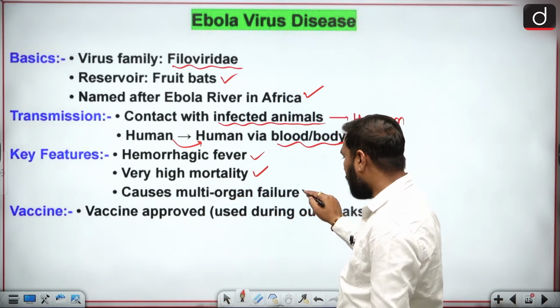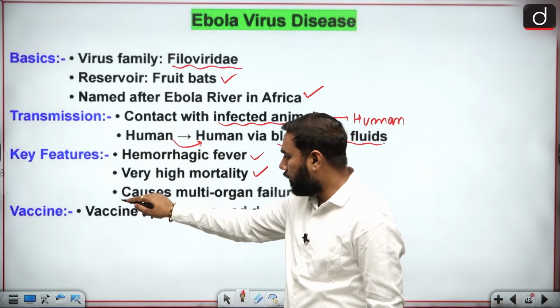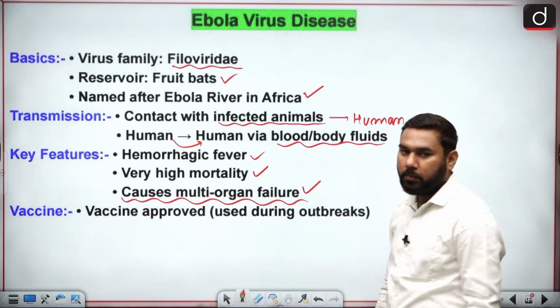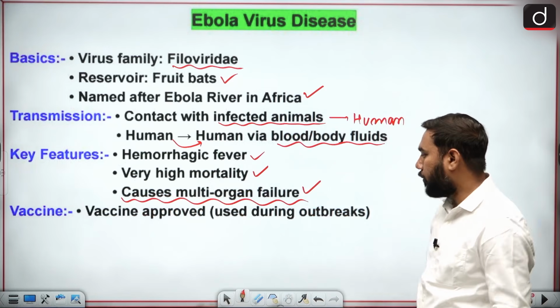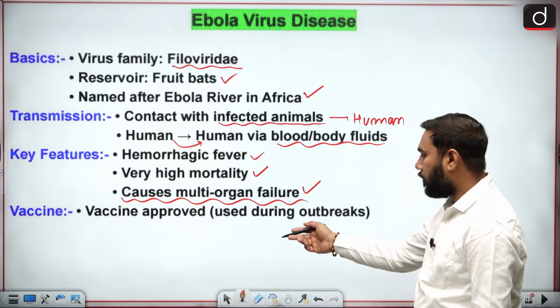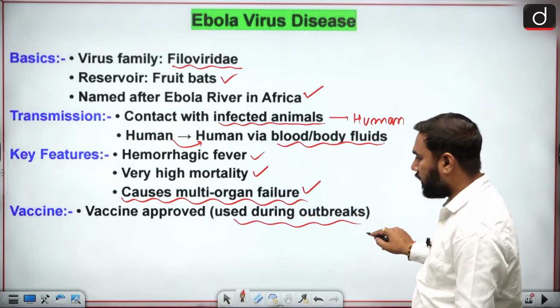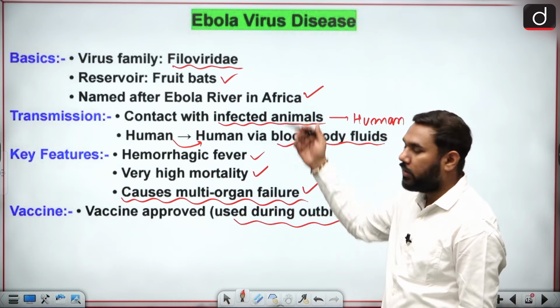So it causes multiple organ failure. This is the problem related to it. Multiple organ failure. A vaccine is approved and used during outbreaks. So a vaccine is approved for your Ebola virus.